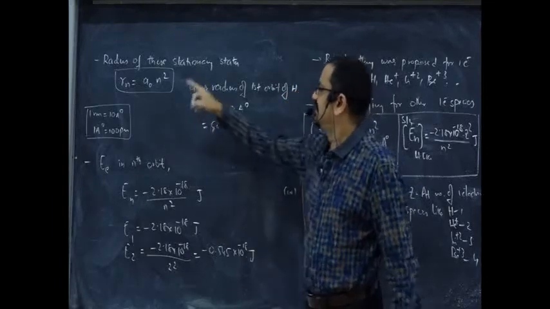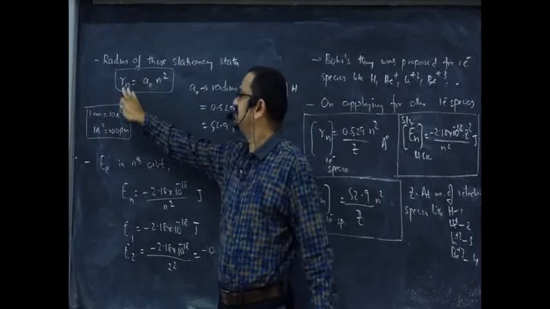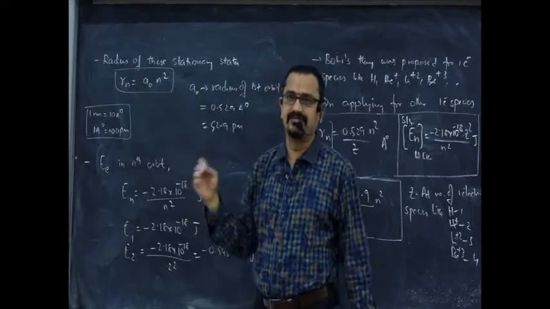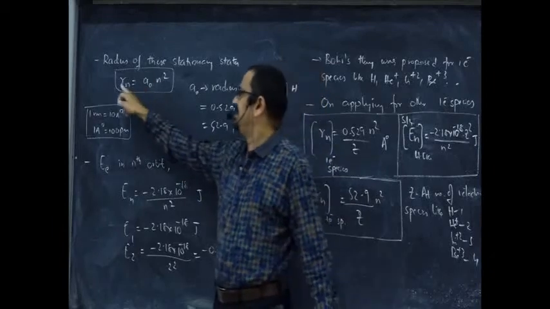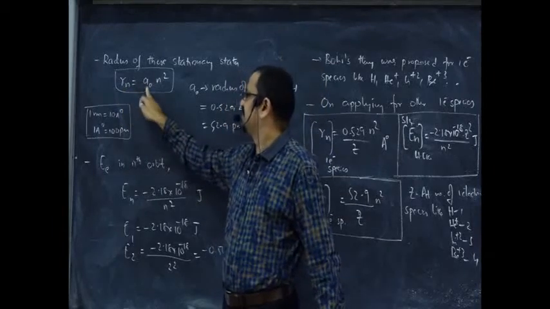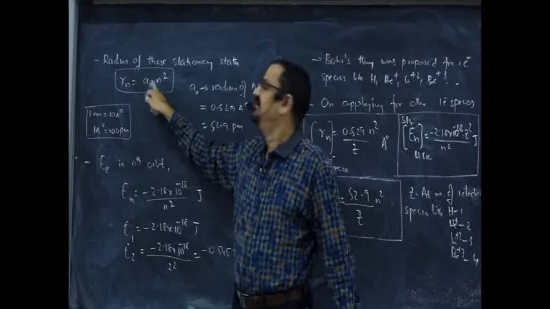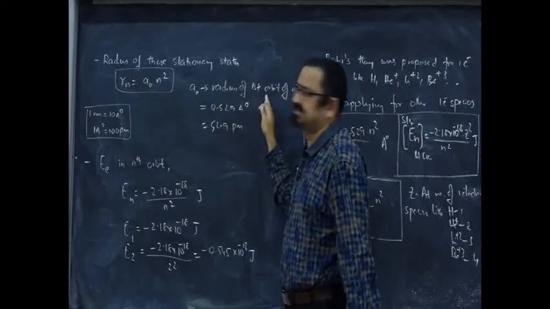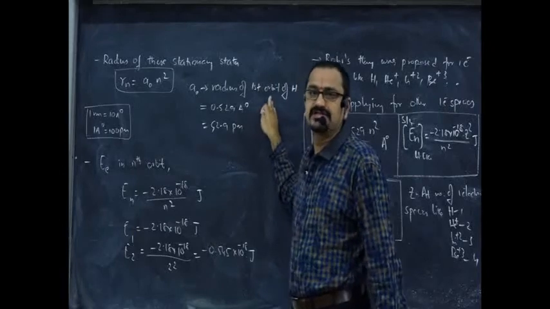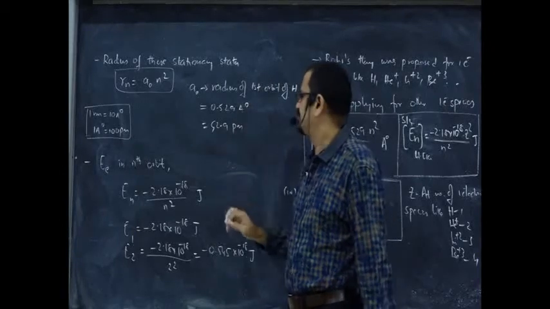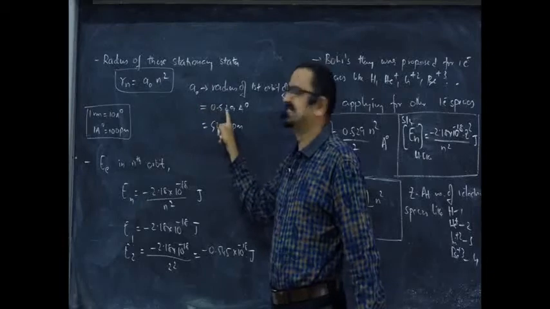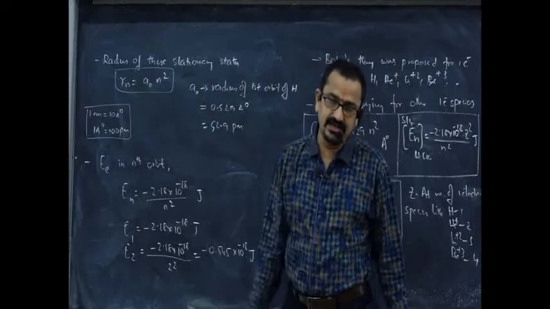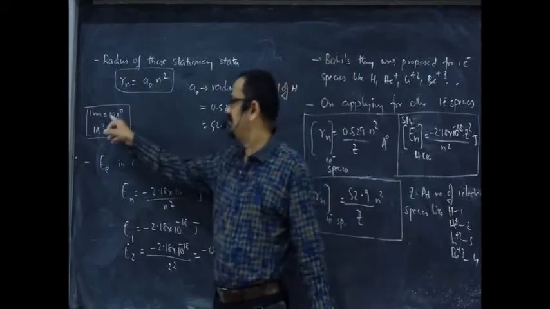For example, he had given an expression: radius of nth orbit, where n may be 1, 2, 3, the principal quantum number. The radius of nth orbit can be expressed as a naught into n square, where a naught stands for the radius of the first Bohr orbit of hydrogen, whose value was observed as 0.529 angstroms. We should remember this conversion.